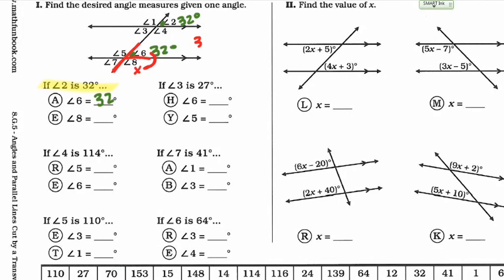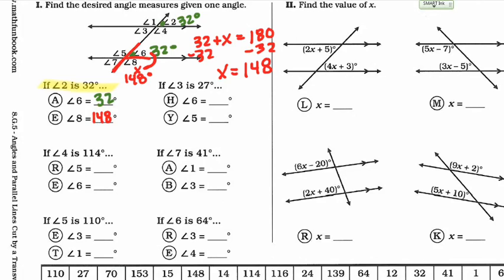So I know 32 plus something, we'll just call it x, equals 180. So how do I solve for x? Subtract 32. And x is going to equal 148. So I know that angle 8 is going to equal 148 because two angles right next to each other on a line are supplementary angles, meaning they add together to give me 180. So that means 148 degrees plus 32 degrees gives me 180.